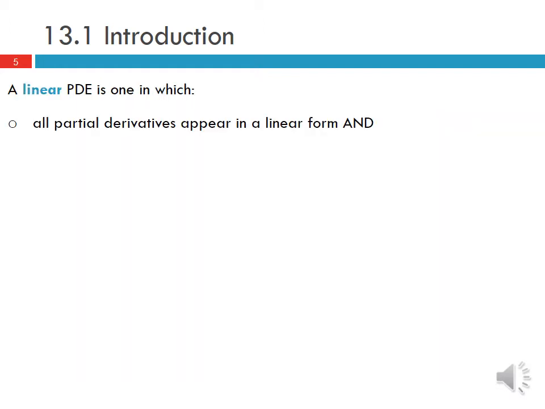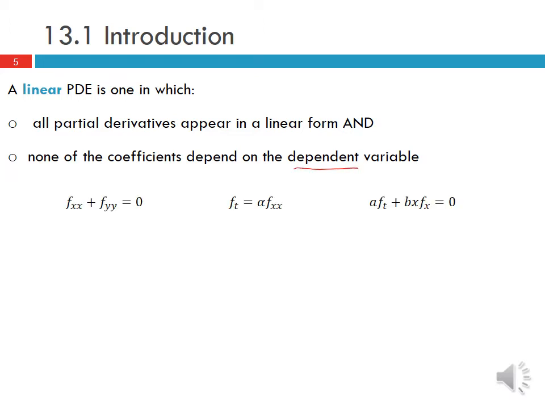A linear PDE is one in which all partial derivatives appear in a linear form and none of the coefficients depend on the dependent variable. For example, all of these PDEs are linear. In this one here, we do have a variable coefficient. Assuming that alpha, a, and b are constants, here we do have a variable coefficient x, but the variable depends on the independent variable, not on the dependent variable.